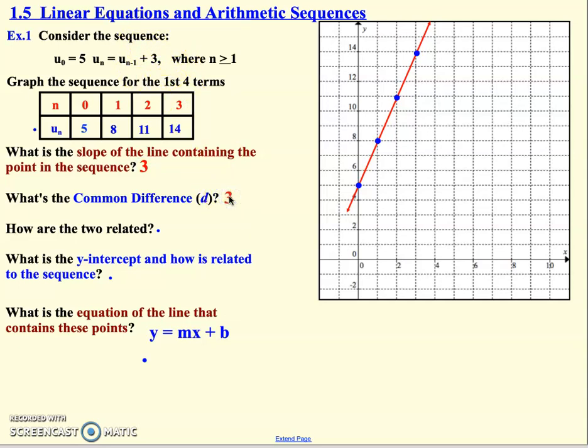So what is the connecting idea? Well, slope and common difference are the same thing. So we can say the common difference is equal to the slope, or if we're using it in terms of symbols where d is common difference and m stands for slope, that d is equal to m.